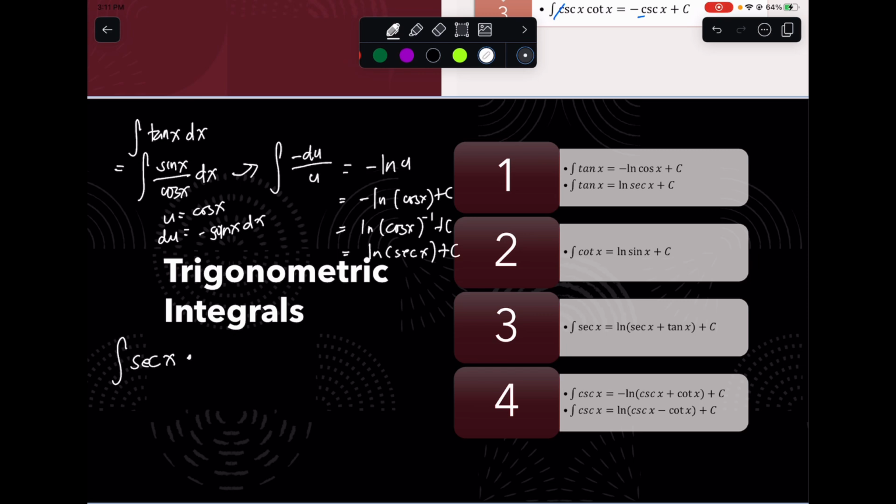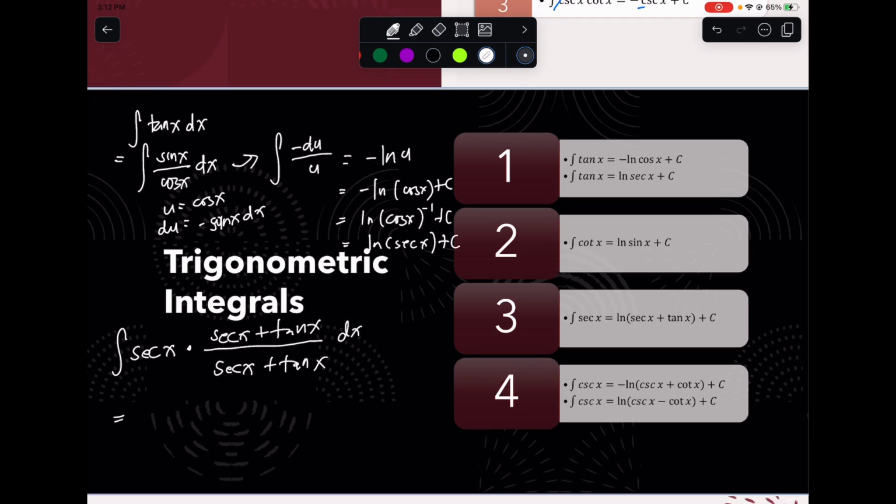Okay, so the integral of secant x was derived by multiplying secant x plus tangent x all over secant x plus tangent x dx. This is a special case. Once we have done that, we just multiplied it by 1, since secant x plus tangent x all over secant x plus tangent x is equal to 1. We just multiply that for us to get the direct integral of secant x.